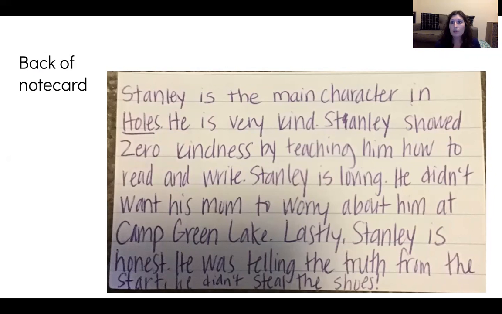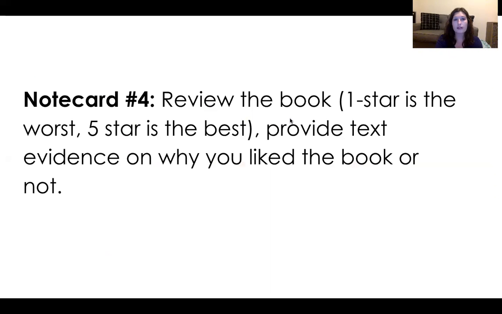You will create a total of 3 character note cards. So I have my example of Stanley here. I would create an additional 2 for 2 more characters. You'll also have a 4th note card where you will give a book review. And you will either explain that this book is between 1 and 5 stars, so 1 star being the worst, 5 being the best, and also provide text evidence on why you like the book or not. So very similar to the discussion we had at the beginning of our lesson today.